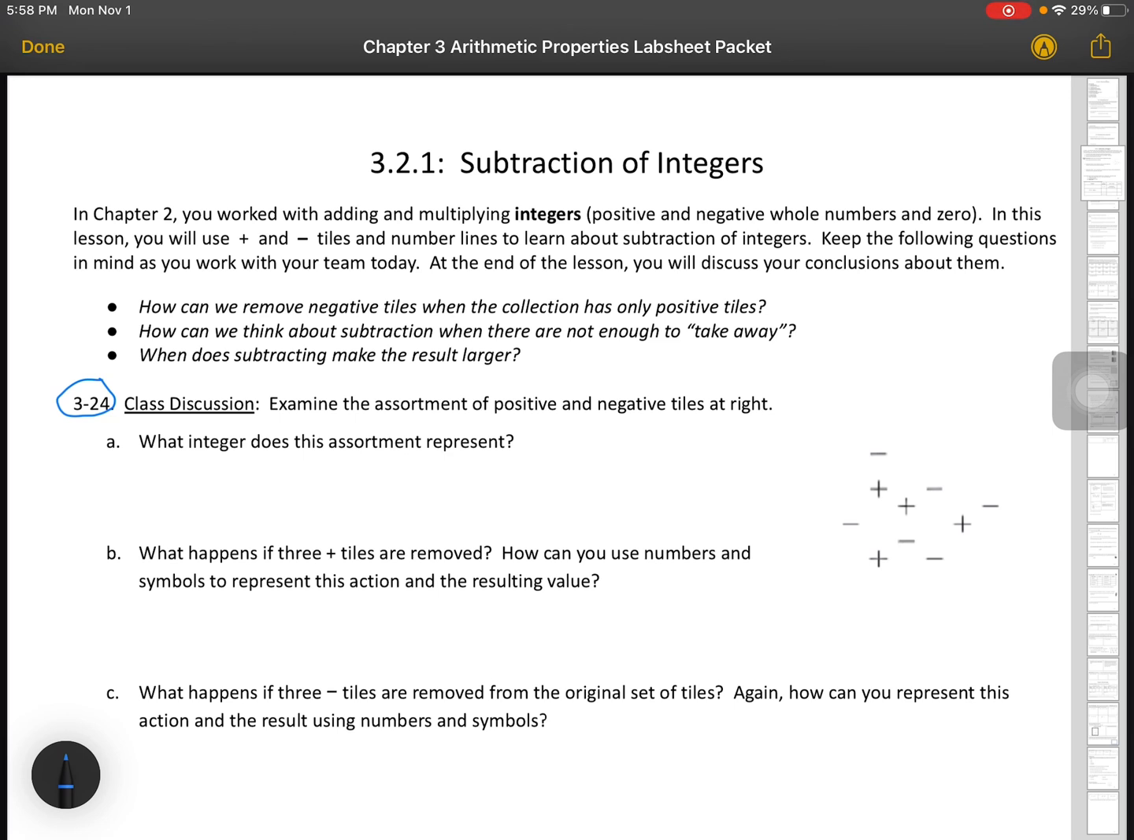So when we're looking at problem 3-24, we're looking at some positive and negative tiles here, and it says to examine the assortment of tiles at the right, and it asks you what integer, so we know an integer is a positive or negative whole number, does this assortment represent? So when we're looking here, we know that when we see positive and negative tiles, we can start to make some zero pairs. So we want to make some zero pairs and get rid of our zero pairs. And we want to see what we are left with. And we can see that we're left with -2. So this integer that this tile represents is -2.